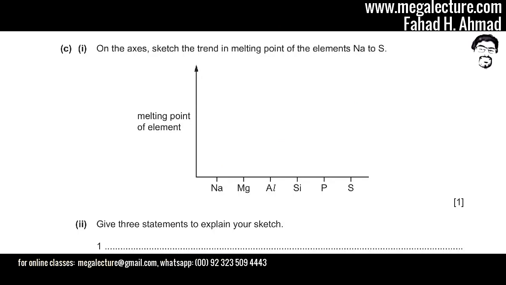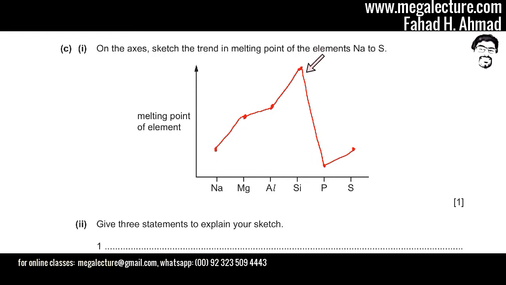In part C of the question, on the axis, sketch the trend in melting points of the elements sodium to sulfur. And this you need to remember. So this over here is the overall sketch. Sodium, Mg and Al, the first three, are metallic, but Mg and Al have stronger metallic bonds. Sodium has a relatively weaker metallic bond, so it has a melting point that is less than 100.